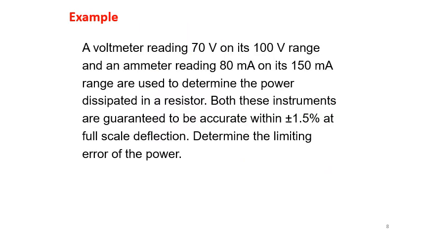Another example: a voltmeter reads 70 volt on a 100 volt range, and a milliammeter reads 80 milliampere on a 100 milliampere range. Used to determine the power dissipated in a resistance. Both of these instruments are guaranteed to be accurate within plus minus 1.5%. At the full scale deflection, determine the limiting error in the power.